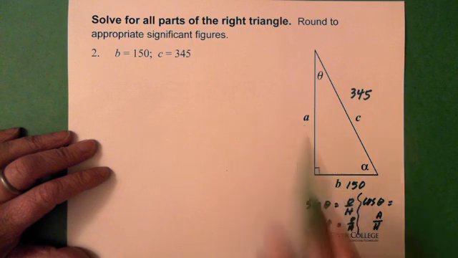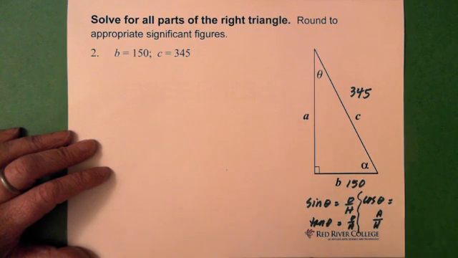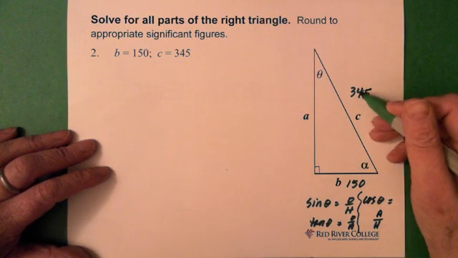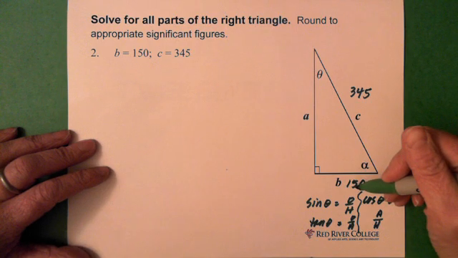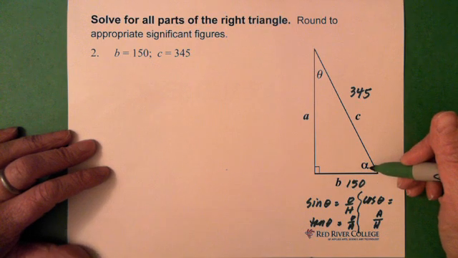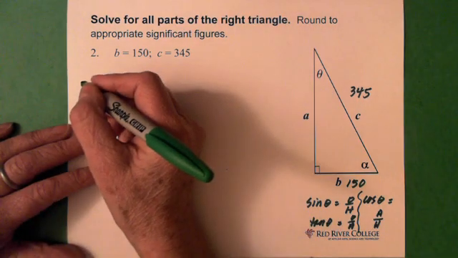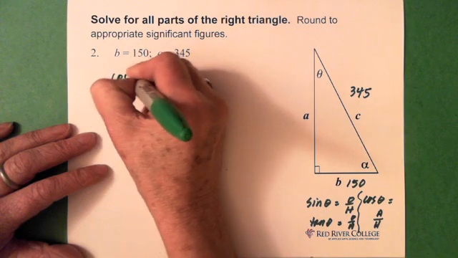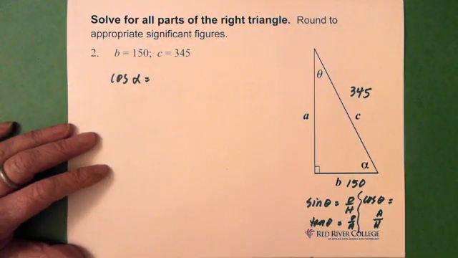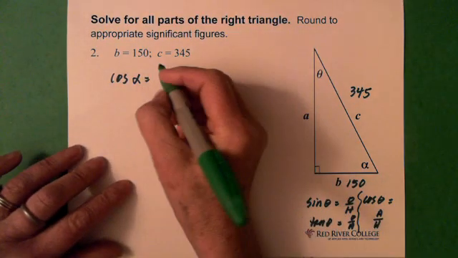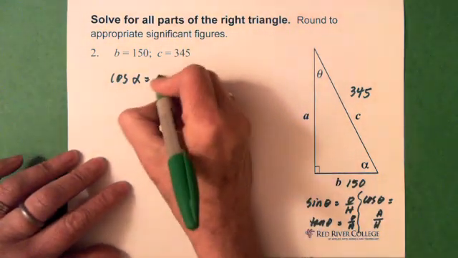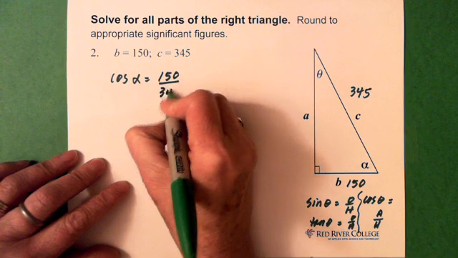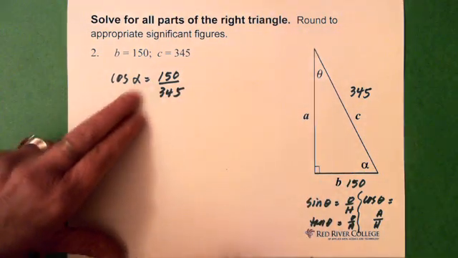All right. So in this case, we've been given two sides, and when you're given two sides, we could use Pythagoras to solve for this, but we're not going to. We're going to solve for an angle. So let's solve for alpha. We have the hypotenuse, and we have the adjacent side to alpha. So then we can say that the cos of alpha equals the adjacent side over the hypotenuse, so 150 over 345.